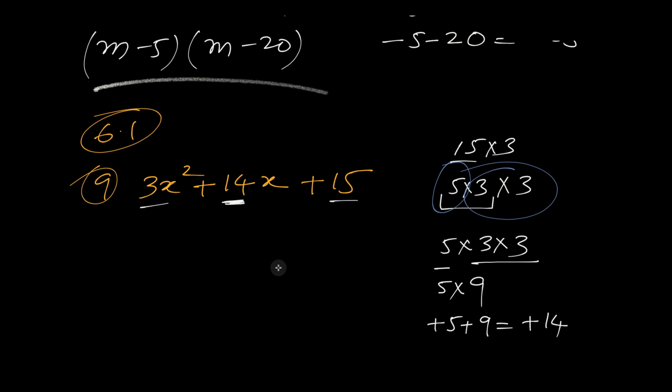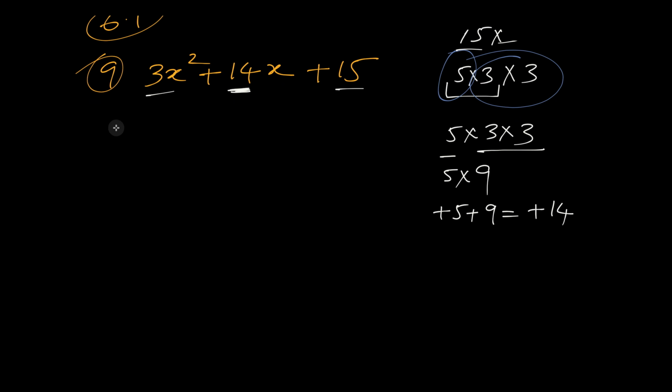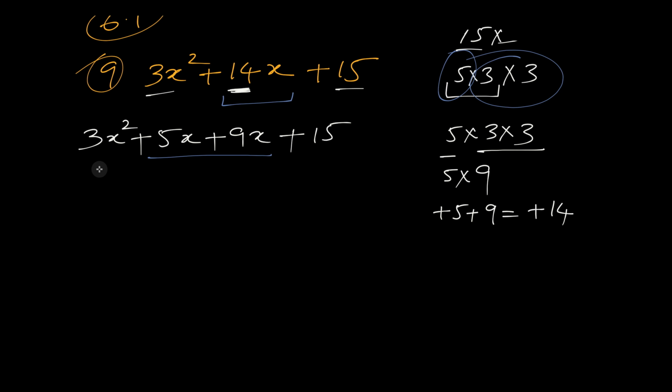Now go back to the question and we'll try to solve quickly. 3x square plus, this is 5x plus 9x, which is going to be 14x. Okay, this is the same thing what I have written. Now the remaining is 15. Now take the common between these two numbers. What is common between these two numbers is just x.